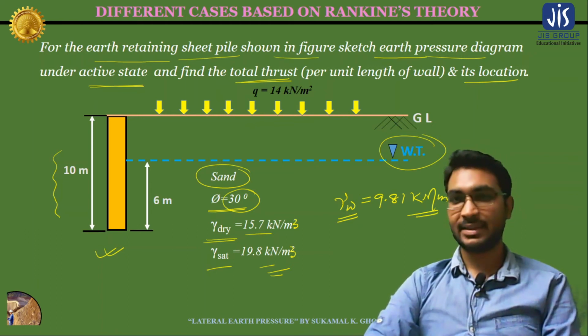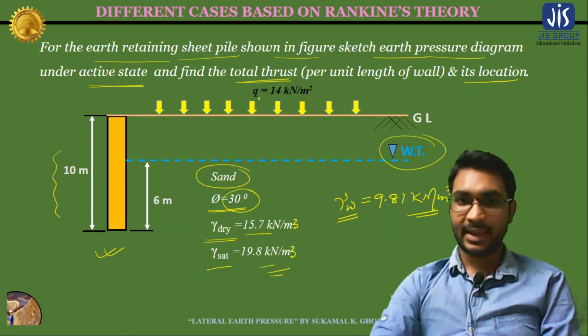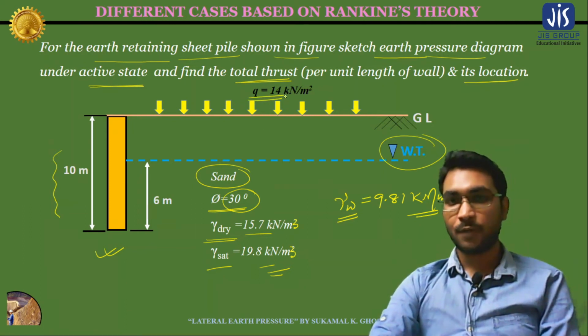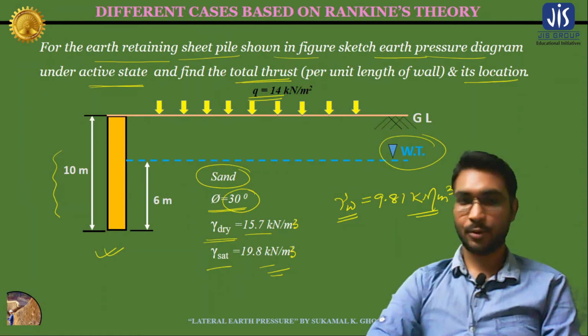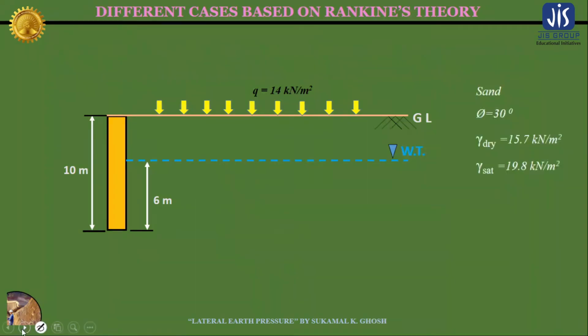Now apart from that, it has also given that a uniform surcharge of 14 kilonewton per meter square is acting on this backfill. Okay, so let's solve the problem. So for this surcharge, the weight or the vertical stress, that is Q, is acting, right? So for the surcharge, the vertical stress, that is sigma V, is equals to Q is equal to 14 kilonewton per meter square.